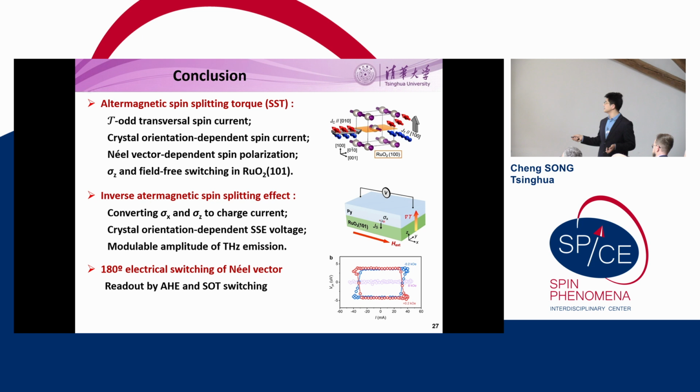The second story is the inverse effect. We can convert sigma X and sigma Z to charge current by spin-Seebeck effect measurements. It shows crystal-orientation-dependent spin-Seebeck effect voltage. We can also use this method to modulate the terahertz emission. For the third part, we show 180-degree electrical switching of the Néel vector in manganese silicide. It is read out by the anomalous Hall effect and switched by spin-orbit torque.